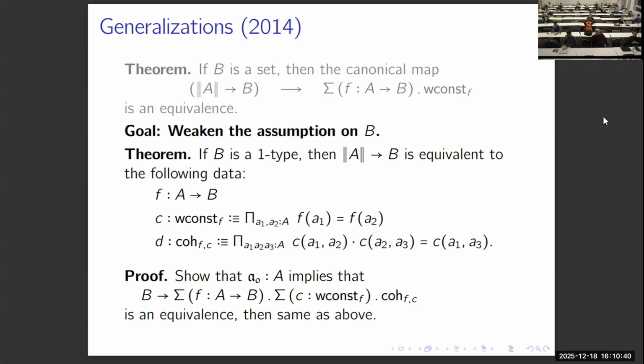So now if B is a one type, then it still works, but I need to add one more condition on this constancy proof. I need to add the coherence condition, which says that essentially, if we compose two witnesses of constancy, we get the witness of constancy that we would have expected. And so the proof is very similar to what we did. The difficult thing is showing that if we assume that we have some point A0, then this canonical map, which goes from B to this type of coherent constant functions, is an equivalence.